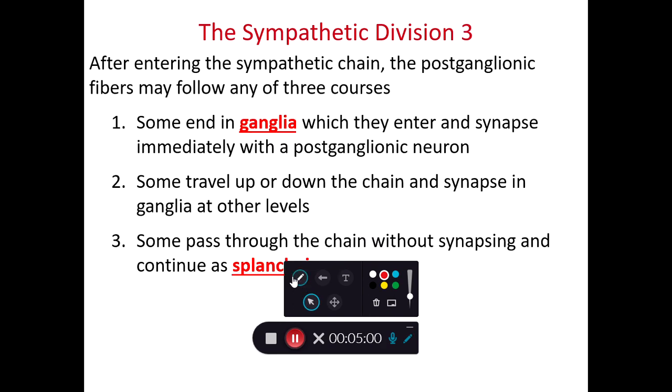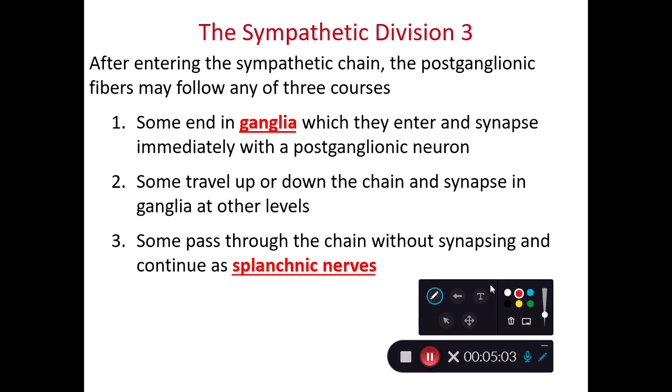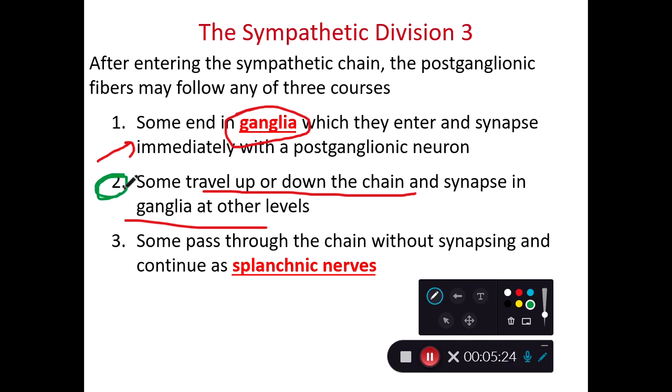Now, as we look at the sympathetic chain, the postganglionic fibers can go on one of three courses. They can end in a ganglia. Let's go with red for that one. Let's go to green for our next one. Some can travel up or down the chain and synapse in other ganglia at other levels. So we'll say green here for number 2. And let's go with blue for number 3. And then some can pass through the chain without synapsing and continue all the way as splenic nerves.